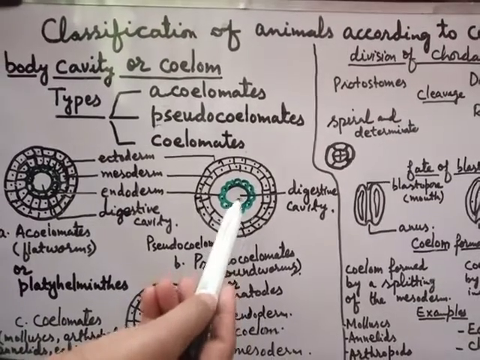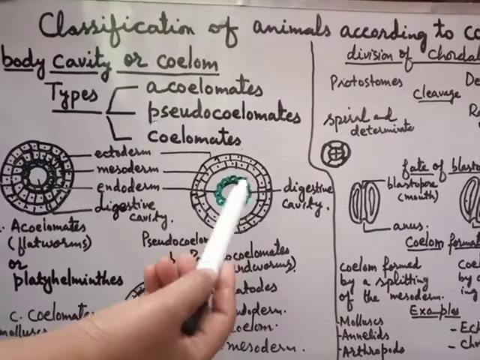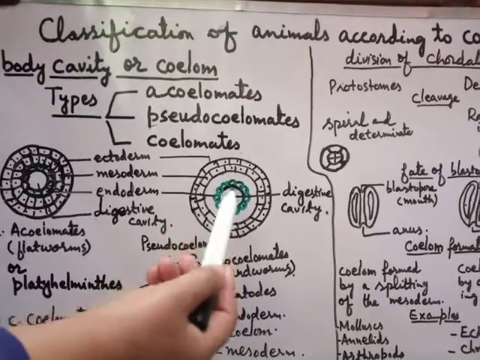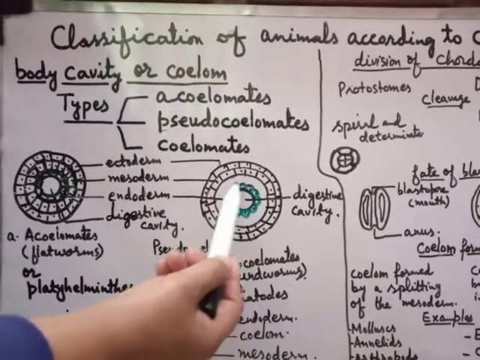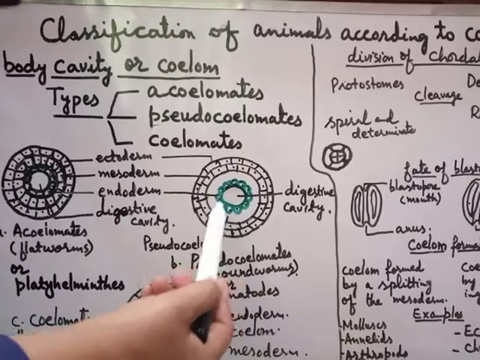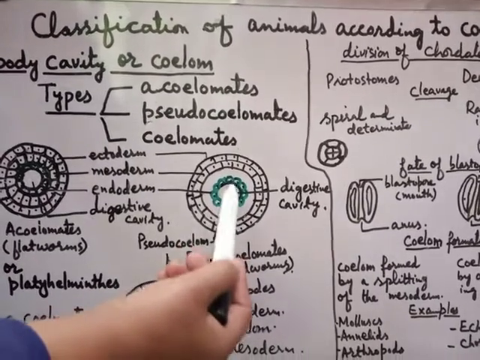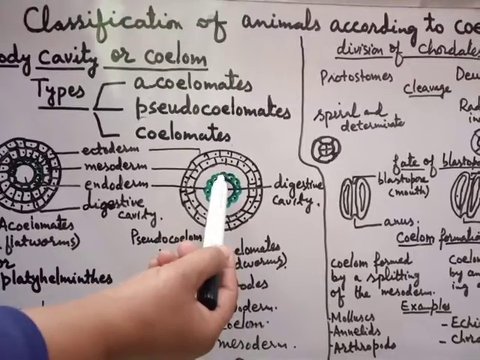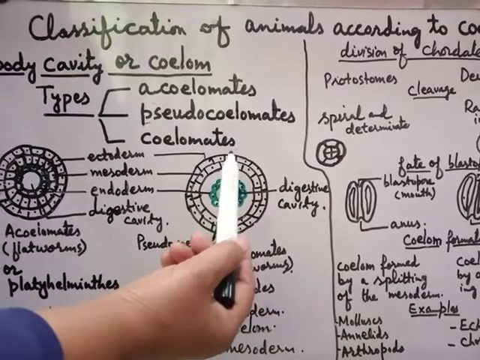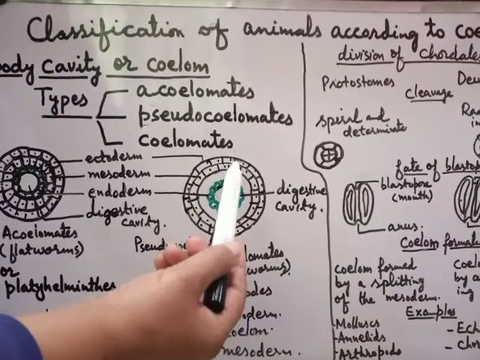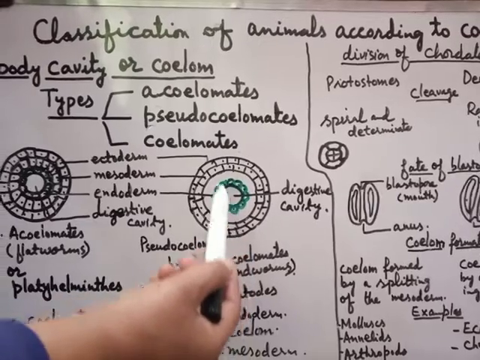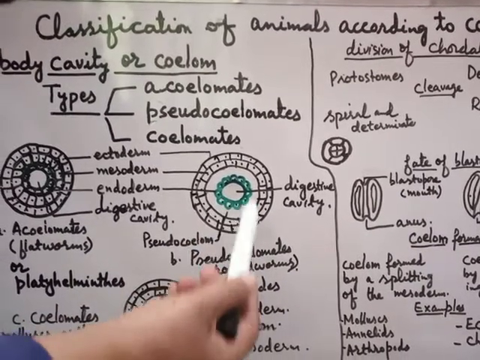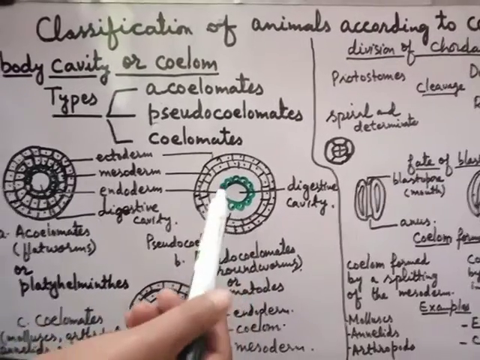Student, if the body cavity develops between the mesoderm and endoderm, this layer which is showing in green, that is endoderm. Mesoderm and endoderm, when it has a space or body cavity between them, then it is called what? Pseudocoelom. The word pseudo means false, so it is a coelom, but it is a false coelom.